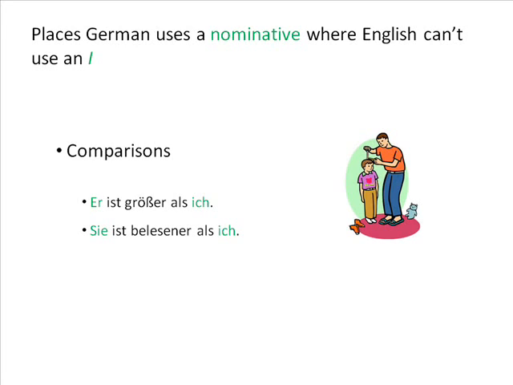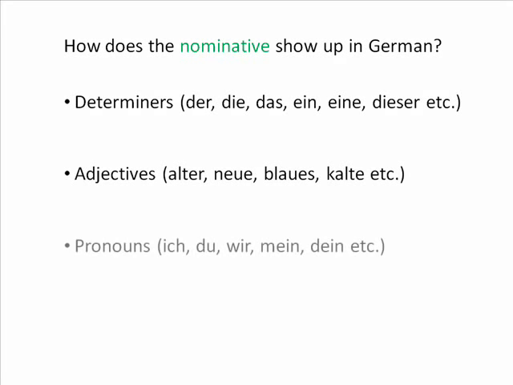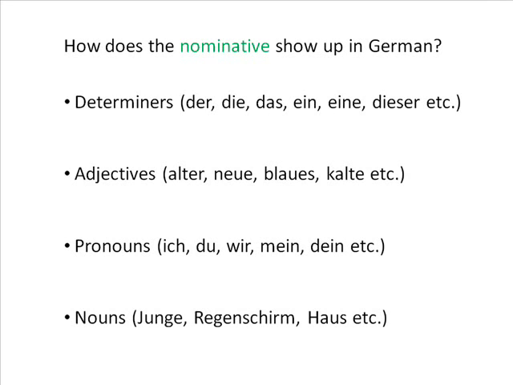German always uses a nominative in this position, so you get "ist größer als ich", he's bigger than me, "sie ist belesener als ich", she's better read than me. So how does the nominative show up in the German language? Well, as I mentioned earlier, you see it in determiners, adjectives, pronouns, and nouns.